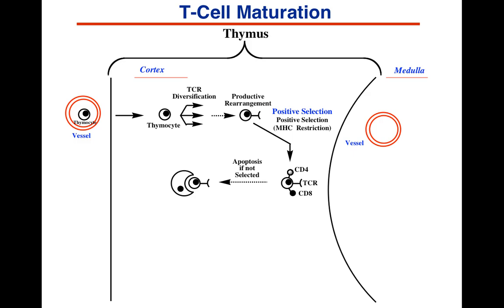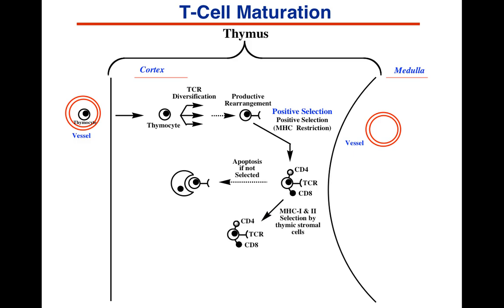So apoptosis meaning programmed cell death. And so if they're not selected, if they don't bind tight enough to those MHC1 or MHC2, then they will undergo programmed cell death and be eliminated. And macrophages will destroy them.